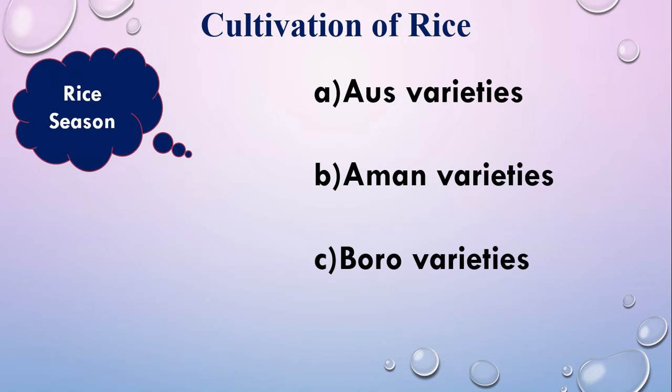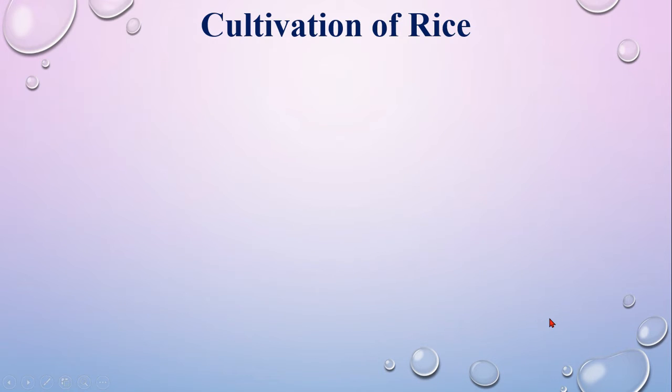All of these variety names are important for your MCQ and CQ. Sometimes you can get questions like explain the rice season for 2 marks, and even you can get MCQ from this topic. So you have to memorize properly, and you can find this topic on your textbook page number 108.